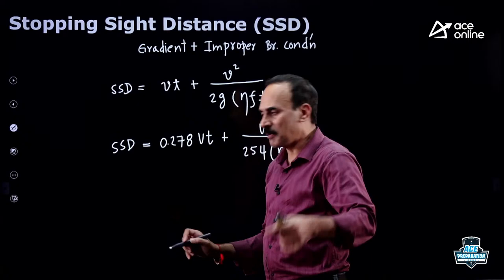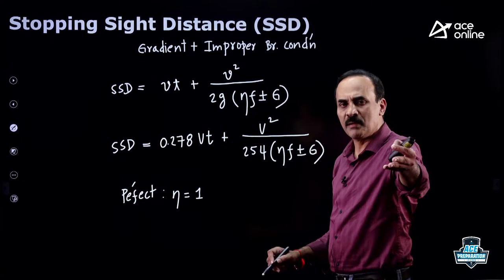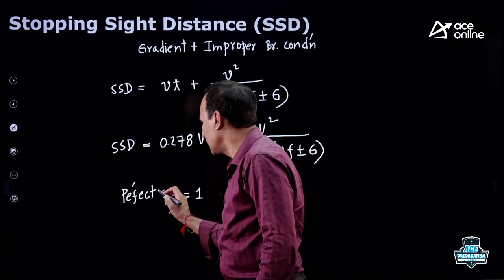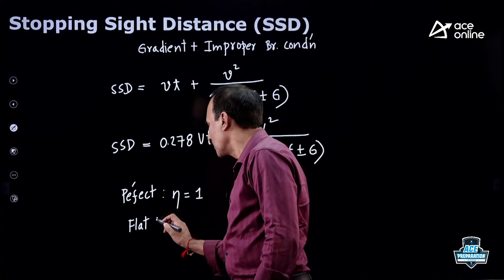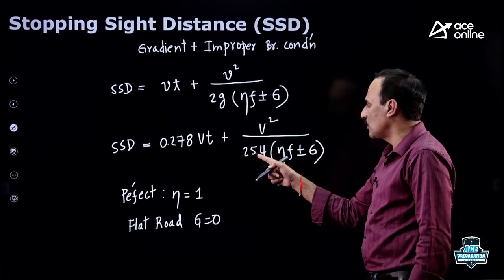So, if brakes are perfect, eta becomes equal to 1. 100% efficient brakes, eta is equal to 1. Eta 1, nothing but F plus or minus G will come into the picture. Perfect brakes, and gradient 0, flat road. What will happen to this? G is 0, eta is 1. So the braking distance becomes V squared by 254 F, or otherwise V squared by 2gF.